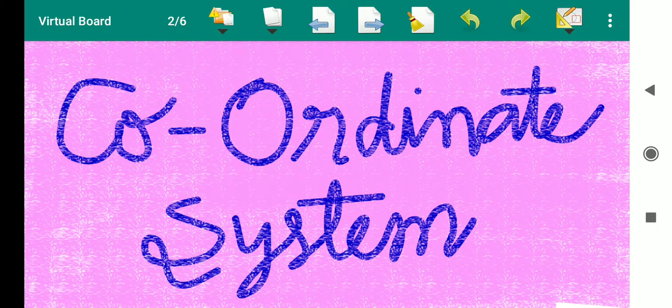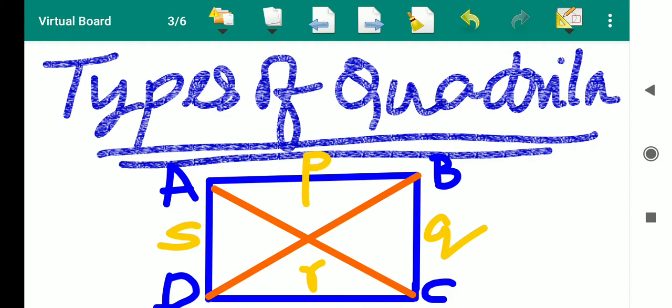We are going to discuss our continuation topic, that is coordinate system. The subtopic today we are discussing is types of quadrilaterals. Here I have considered a quadrilateral. It is not a rectangle, not a square, not a parallelogram, not a rhombus or anything. Kite also, it is not a kite. I just consider a four-sided polygon and name it a quadrilateral.